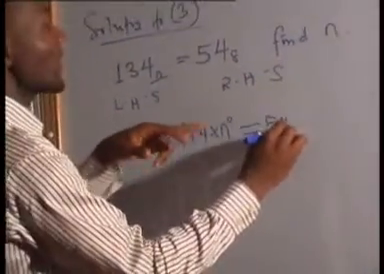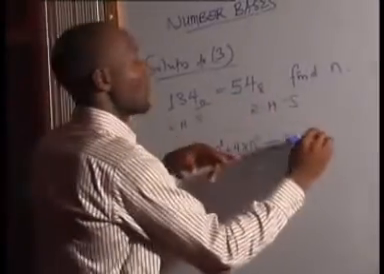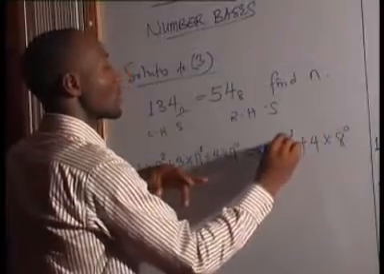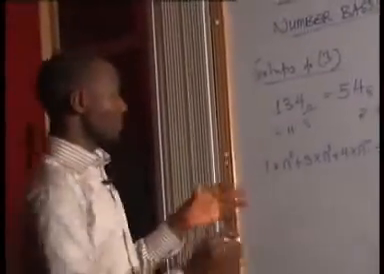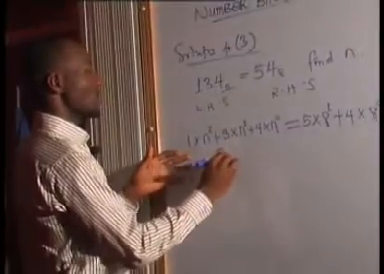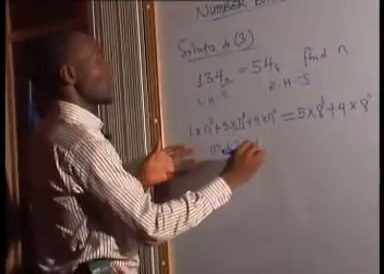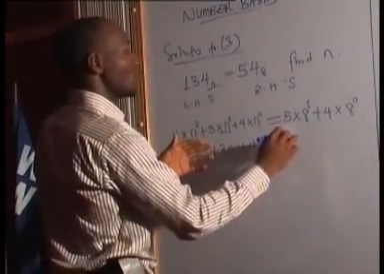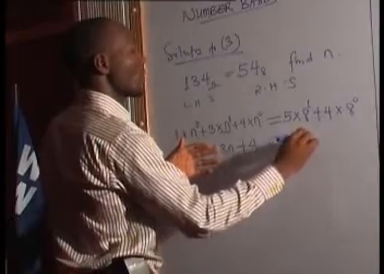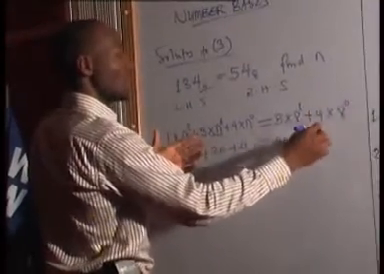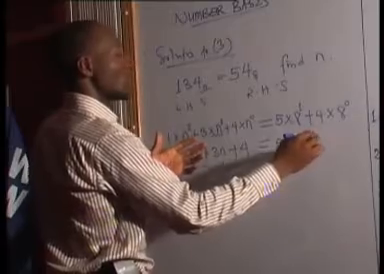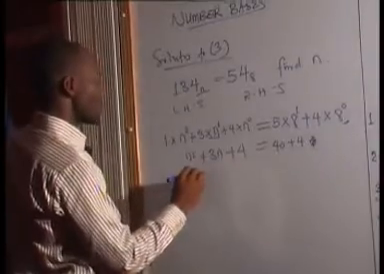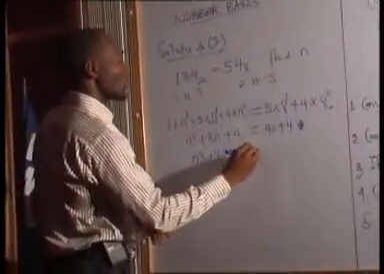So you have 5 times what? The base here is 8. Plus 4 times 8. 8 raised to power 0, raised to power 1. So this one is like n squared plus, this is 3n, plus 4 times 1 is 4. 5 times 8 is what? 40. 40 plus 4. Because 8 raised to power 0 is actually 1, so you just say 4 times 1, then you have a 4. So this one is like n squared plus 3n plus 4 equals 44.